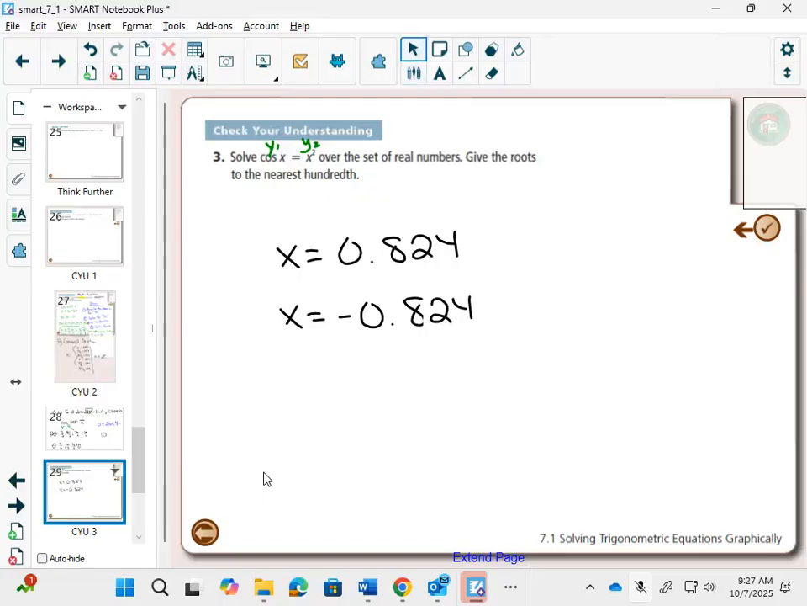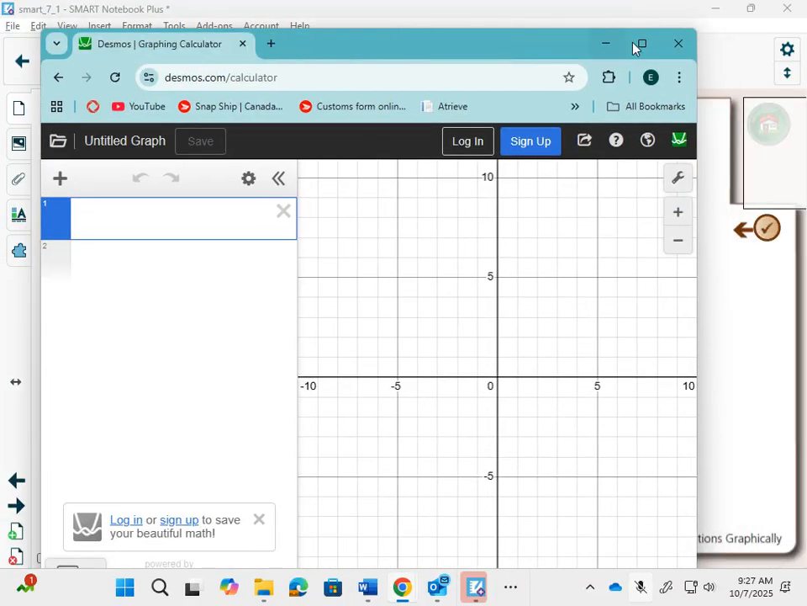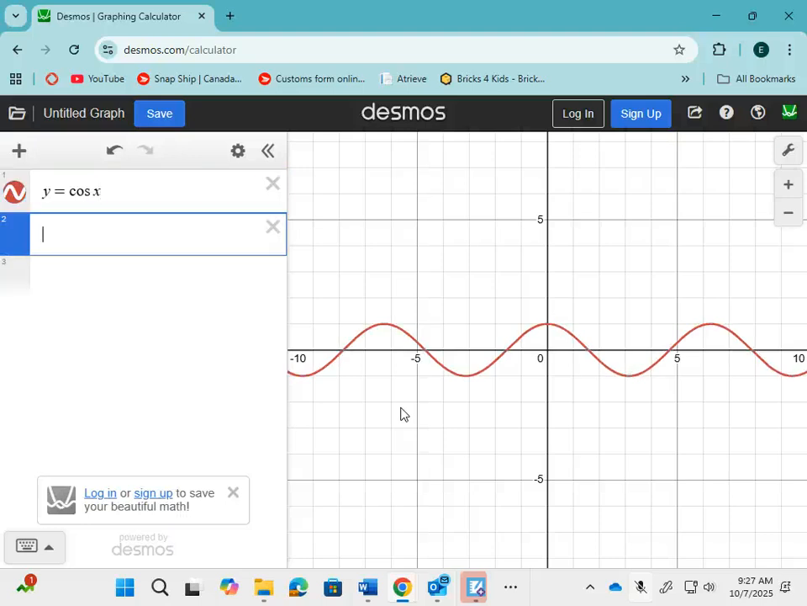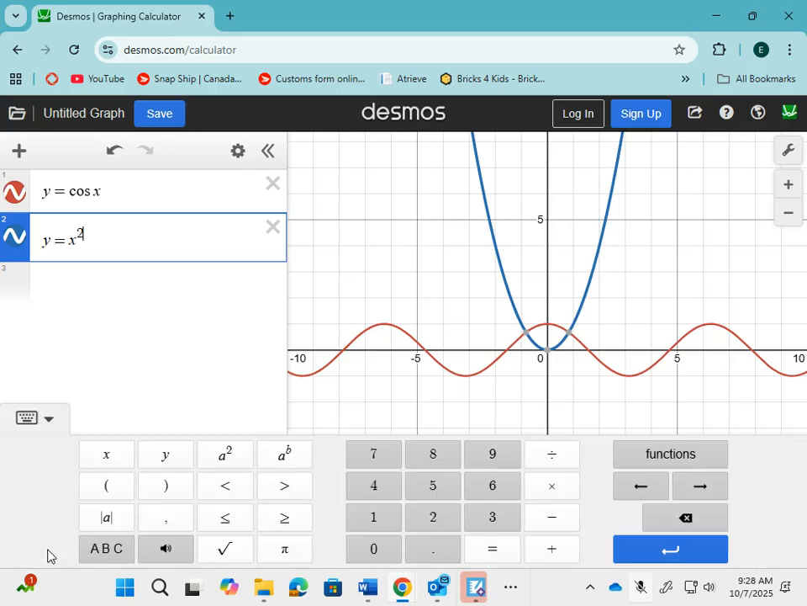For those of you that do not have a graphing calculator, you can go to Desmos as well, and you can type in y equals cos x. Desmos automatically is in radians, and y equals x squared. You have to use the little hat button above the number 5 to do an exponent, or you can open the keyboard and they have some things here, so I did the x squared.